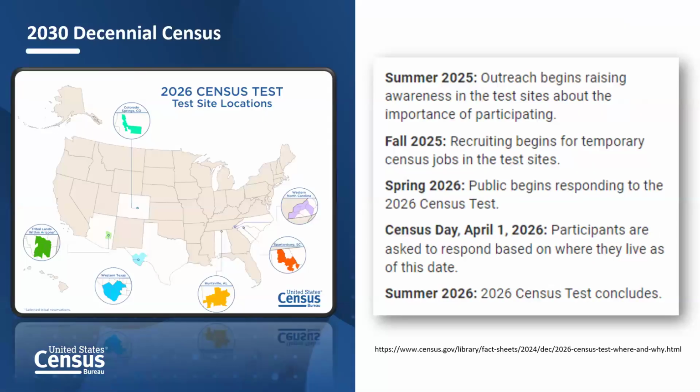Okay, so now that we've talked a little bit about the 2020 census, I'd be remiss if I didn't let you know that the 2030 census is coming, as we are currently in the development and implementation phase, the penultimate phase before we actually conduct the 2030 census. In fact, we are preparing with the 2026 census test.